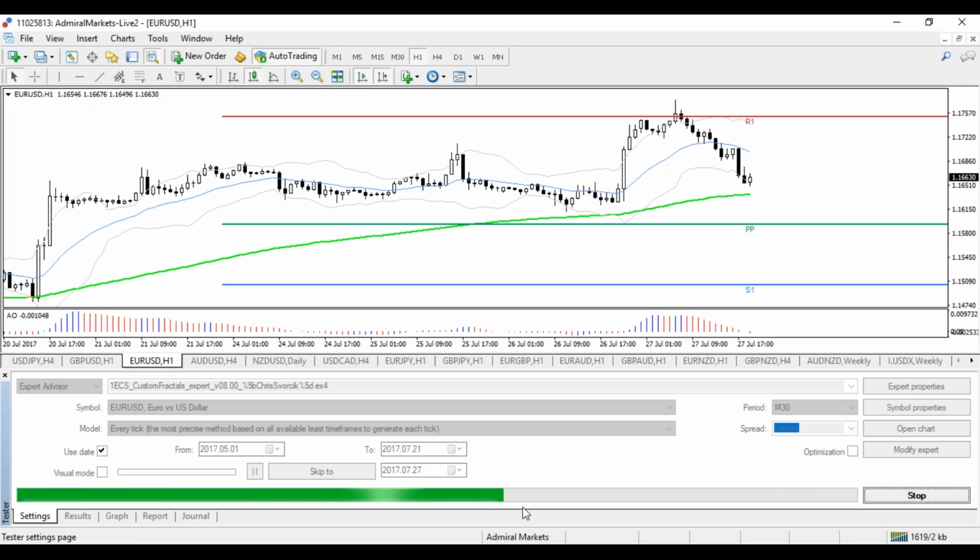So you can see the green bar indicating the status, how far it is completed. Then we'll take a look at the results, the graphs, in just a second. And I think it should be completed any second. So let's go back in just a minute.